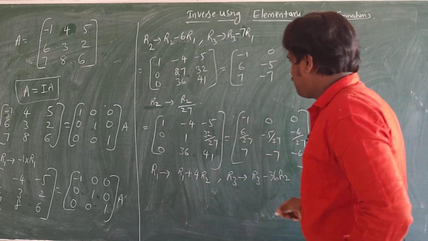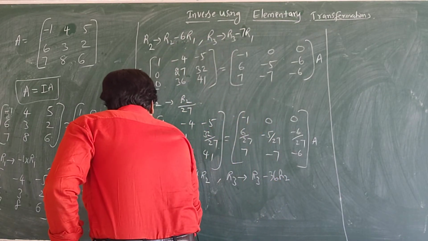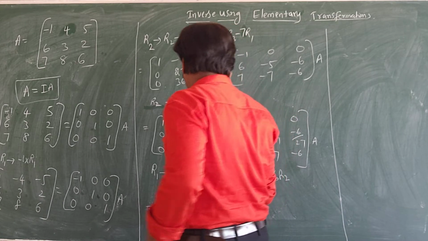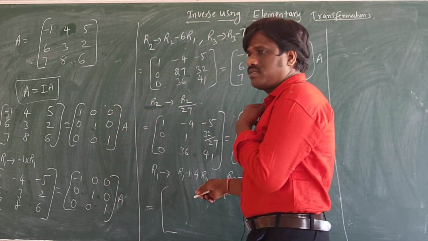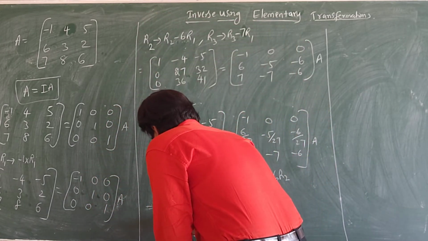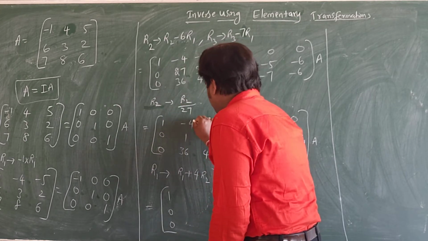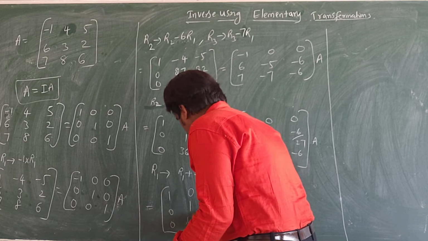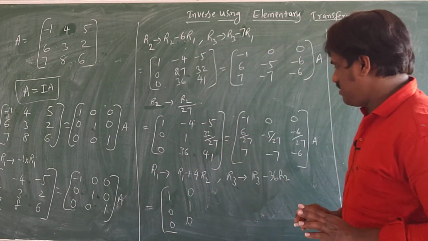So what do we do here? Tell me, sir, R1 plus 4R2. This will be 1, 0, 0. No problem, this will be our target only. So 0, 1, 0. So two parts are done, right?